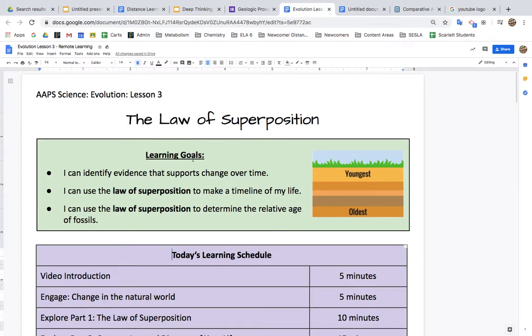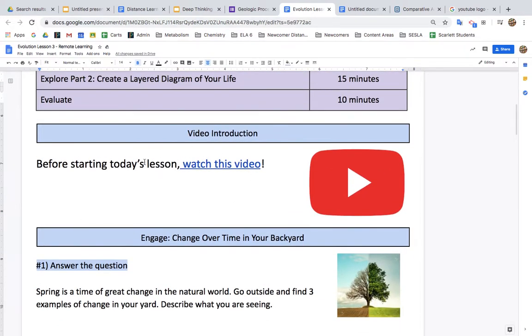Our learning goals are: I can identify evidence that supports change over time, in other words, that the Earth is changing over time. I can use the law of superposition to make a timeline of my life. And I can use the law of superposition to determine the relative age of fossils. If you're watching this video, you're almost done with part 1.